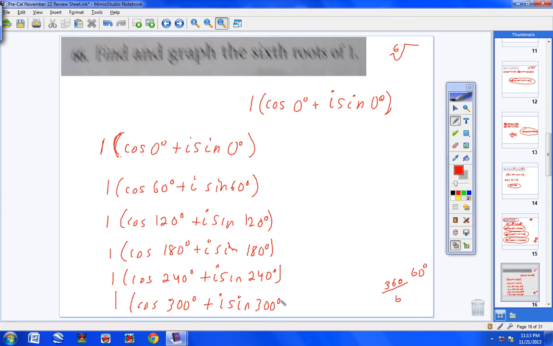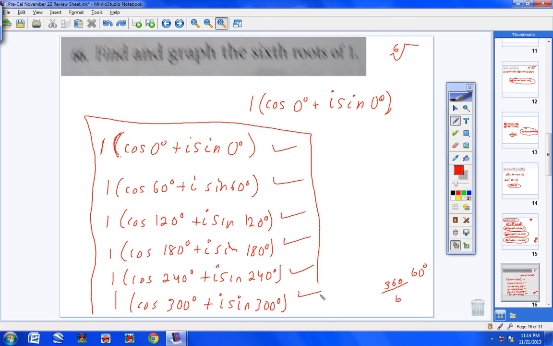How do I know to stop there? We'll count your answers. We've got 1, 2, 3, 4, 5, 6. And if I've asked you to find the sixth root, then that means you find 6 answers. So there are the sixth roots of this complex number right here.